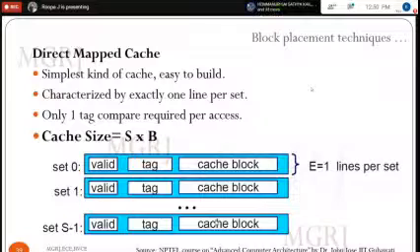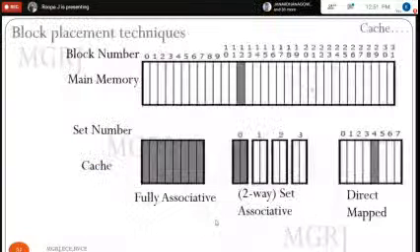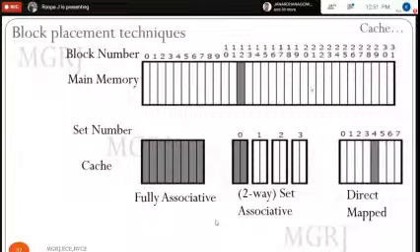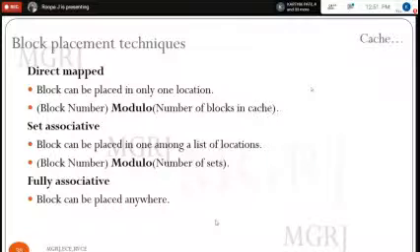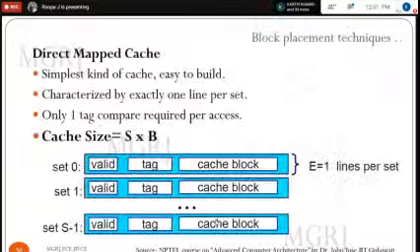As we discussed in the last class, in case of direct mapping, please understand my terms: one block of your main memory is mapped to only one block of your cache memory. Every block of main memory has only one unique block in the cache. So in direct mapping, in one set you will have only one line.